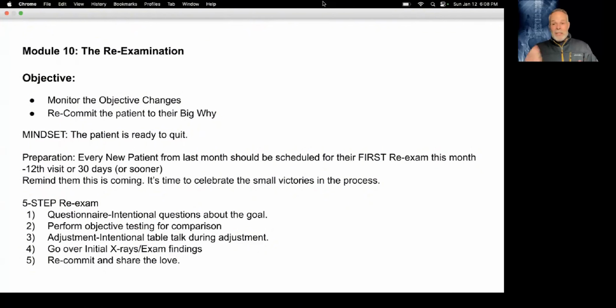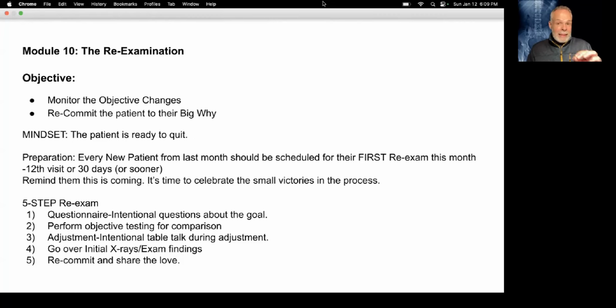So by the next month, it should be time for re-examination for all the patients from last month. So we would consistently go over who's ready for the re-exam. So we would know who's coming up for re-exam time. So we would pre-frame to that person, hey, this is your 10th visit. In 2 visits or later this week, we're going to be doing your first re-examination. So we're pre-framing in the person's mind: this is a big day. This is a celebration. This is a time to check and see how your body is responding to the chiropractic care. So again, it's just building value for that re-examination in the patient's mind.